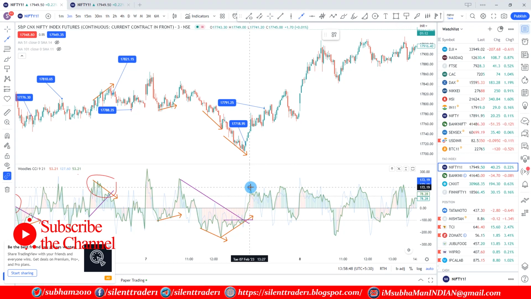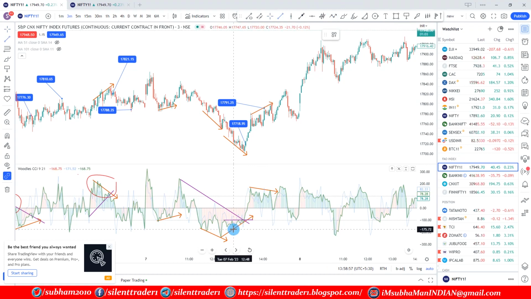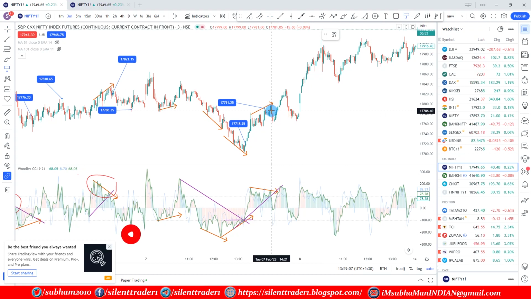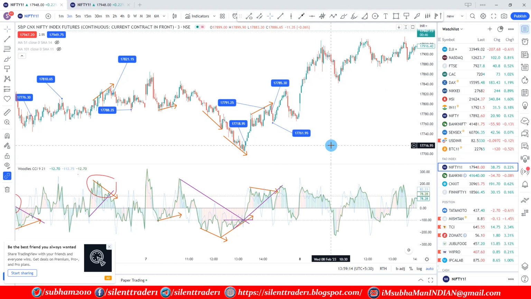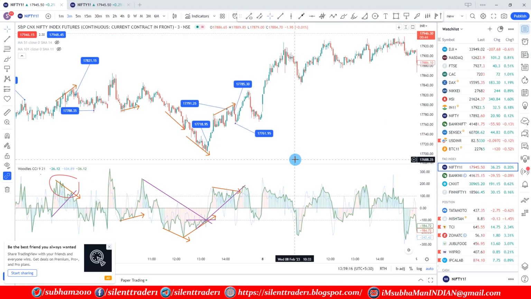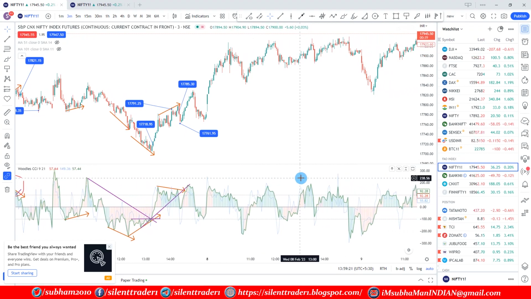Next one, CCI negative trend, price positive trend. So sell sign at 17785 area and low made 17761 area. Next, there are no double hook patterns above the zero line or below the zero line.